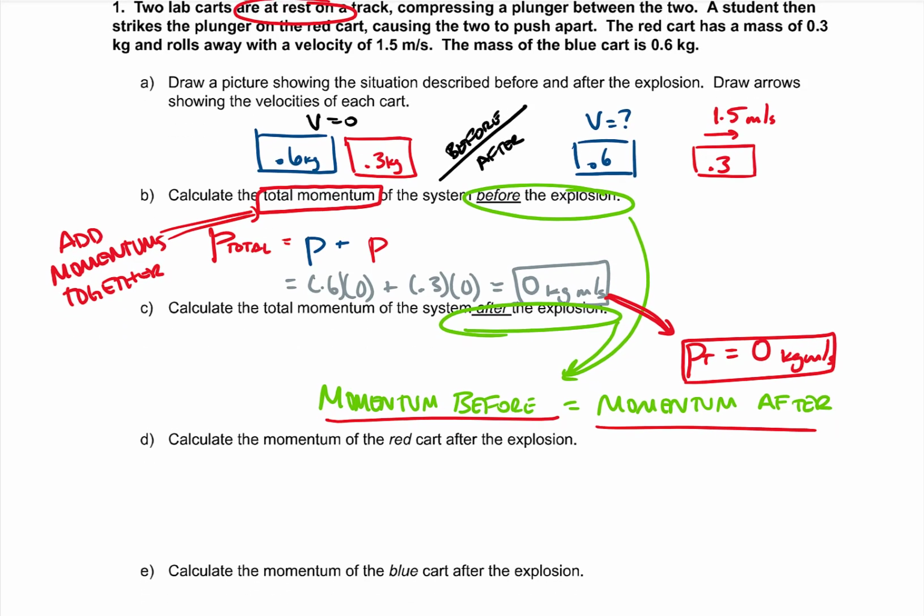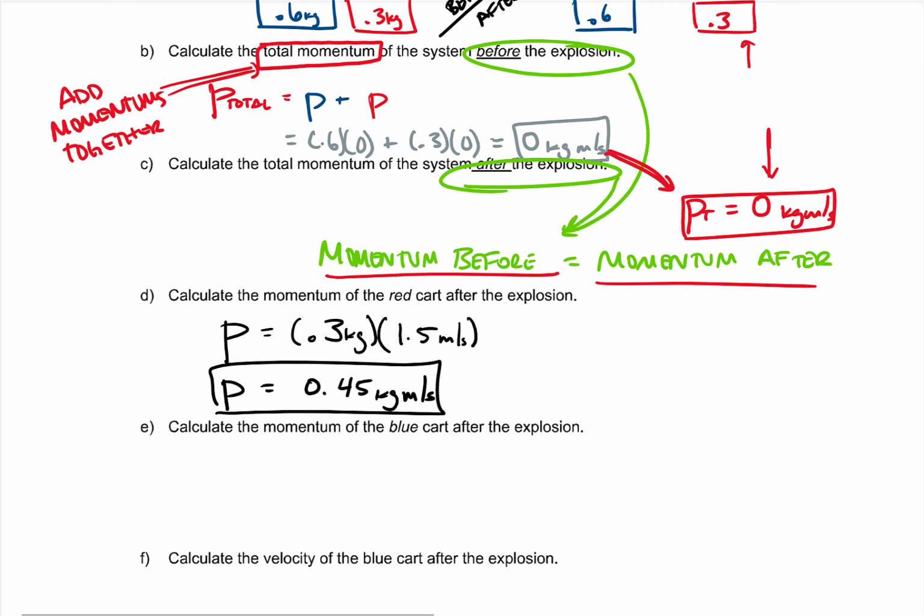So the question is, how can I have 0 momentum afterwards if we have some momentum for this object going forward? Well, we're going to see what happens, and then we'll talk about that question for a little bit. So calculate the momentum of the red cart after the explosion. The momentum of the red cart after the explosion is going to be the mass of the red cart, 0.3 kilograms, times the velocity, 1.5 meters per second, of the red cart after the explosion. So the momentum of the red cart after the explosion comes out to be 0.45 kilogram meters per second.